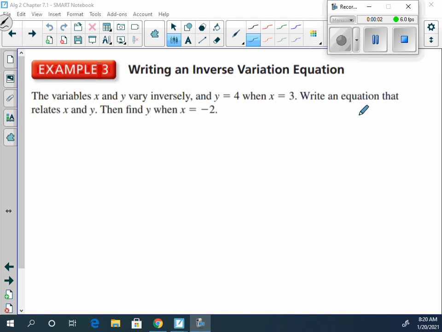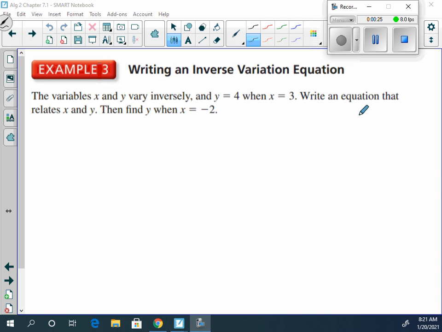So what we talked about yesterday was inverse and direct variation, and we talked about being able to determine if an equation was inverse or direct. And then we also went over, if we were given a set of data, being able to test if it's direct or inverse variation. And now in the last part of this lesson, what we're going to do is find a number.